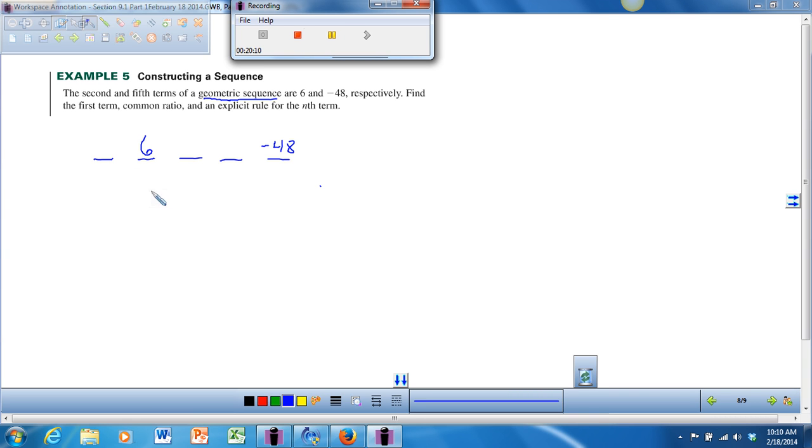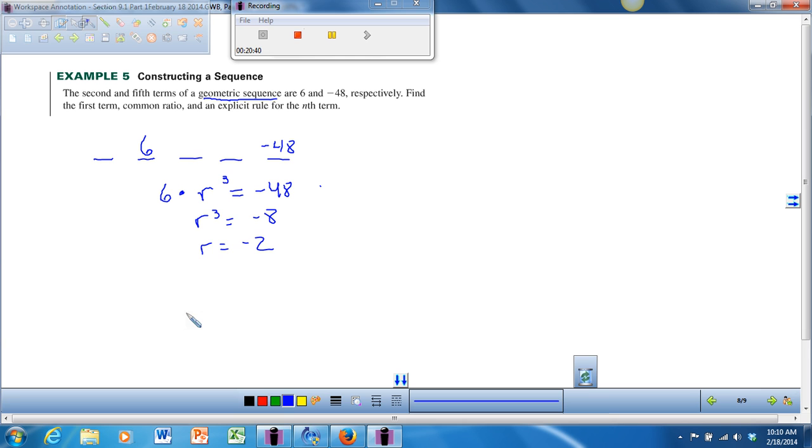I figured that in order to get to negative 48 in the sequence, you have to multiply by the common ratio 3 times. So I solved 6 times r to the power of 3 equals negative 48. 6 times r cubed would have to equal negative 48. Okay? And we get r cubed equals negative 8. So r equals negative 2.